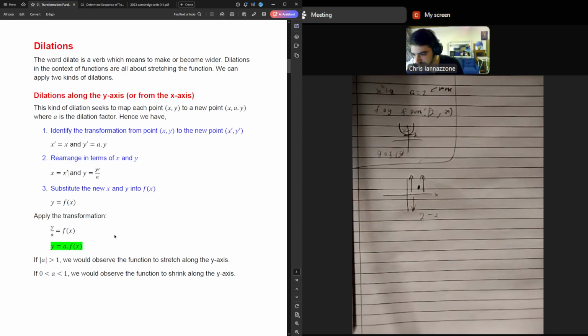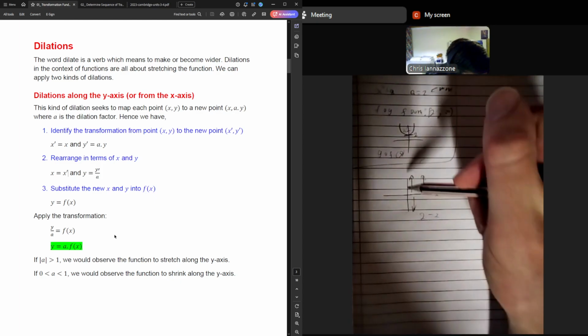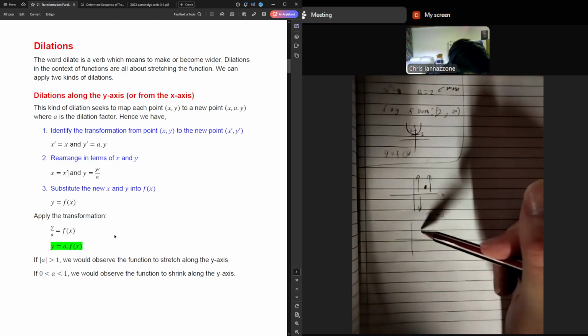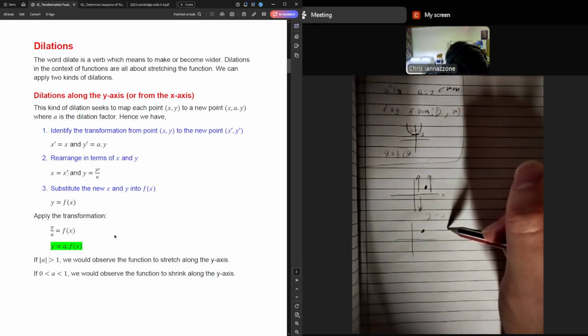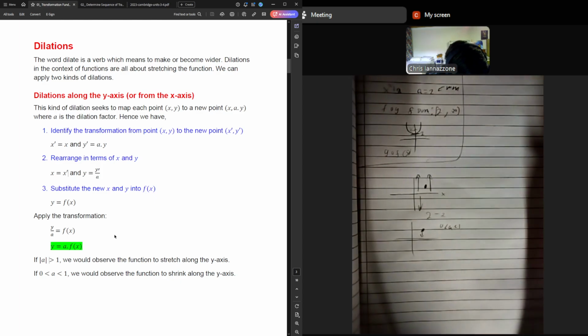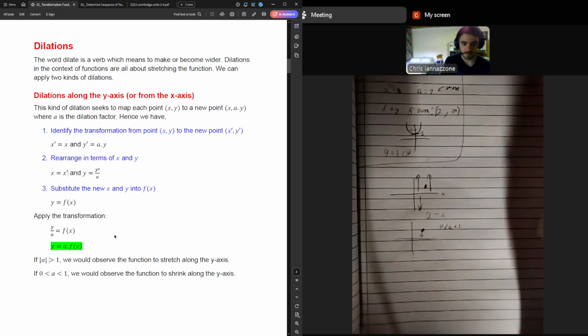But if your a value is between 0 and 1, you actually get a shrink along that direction. So if your point was, let's say, we get another axis, if your point was here and your a was between 0 and 1, then it's actually going to go down a little bit here. It's going to shrink.